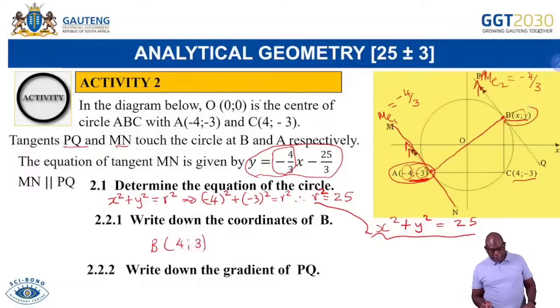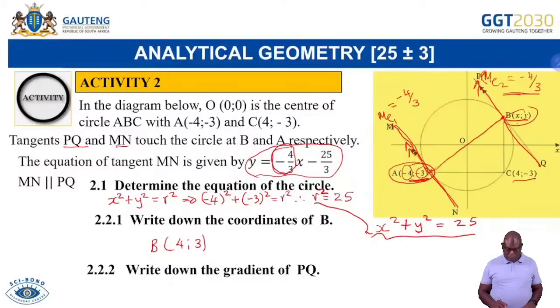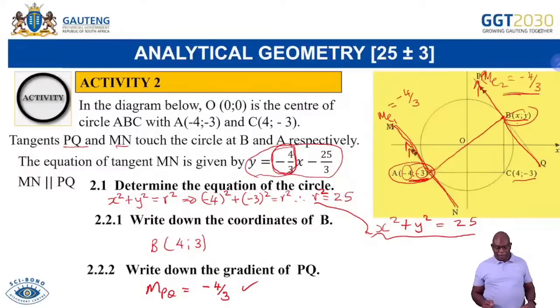Write down the gradient of PQ. Already I've got the answer here. The gradient of MN and the gradient of PQ are the same. So the gradient of MN is -4/3, which means that the gradient of PQ will also be -4/3. Done. 1 mark, 1 mark, 2 marks. So out of this question already I've got 2, 3, 4 marks. Simple, straightforward question.